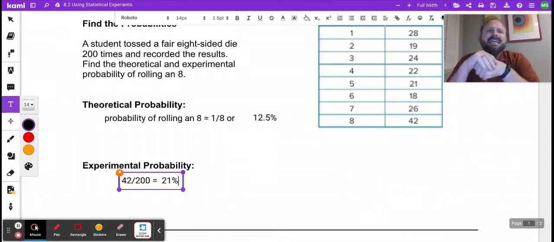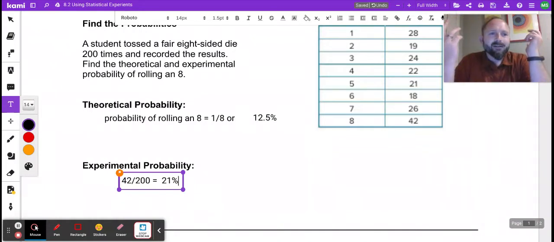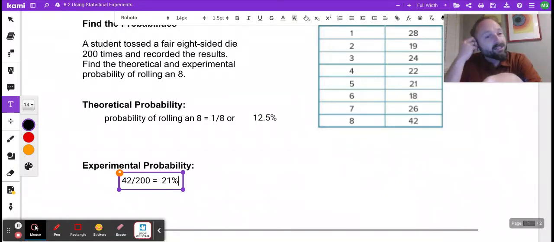Now, if you're wondering, could we have solved this using our head? Well, yeah. Out of 100, if we threw it 200 times, we just have to divide by 2. So if we divide 200 by 2, we get 100. If we divide 42 by 2, we get 21%. So looking at this, theoretically, we threw an 8 more times than what it should have been. There might be something there. Let's go on.